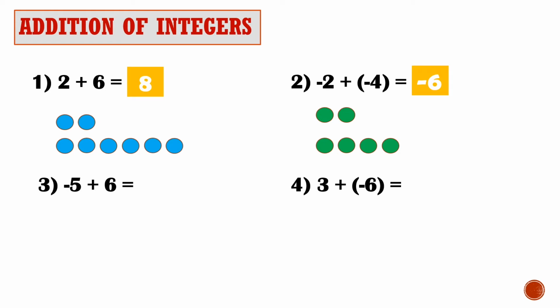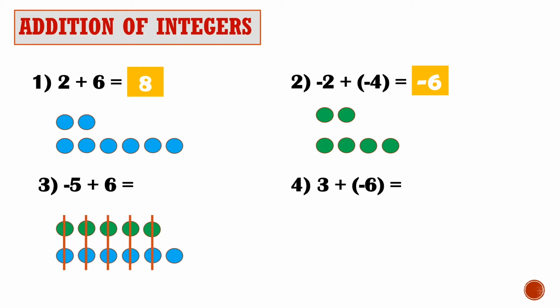Next, 3. Negative 5 plus positive 6. Magkaiba ang signs, ibig sabihin, magkaiba din ang kulay. Maglalagay tayo ng 5 green at 6 na blue. So, meron na tayong pairs na magkaiba ang kulay, tanggalin natin sila lahat. Kailangan isang kulay lang ang matitira. So, ang natira ay blue, therefore, negative 5 plus positive 6 is equal to positive 1.